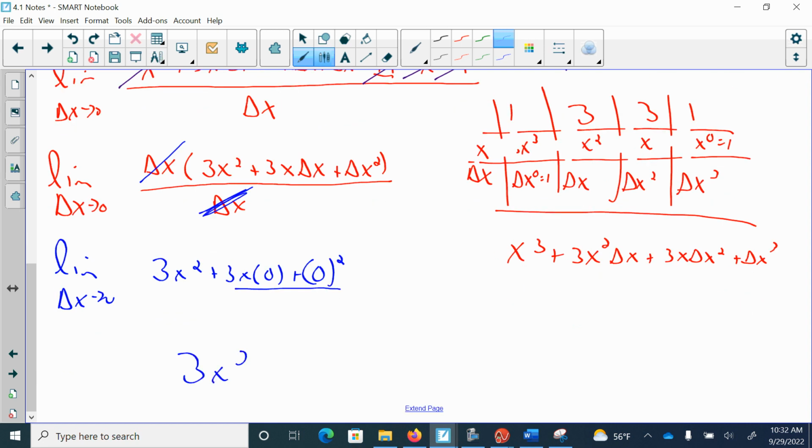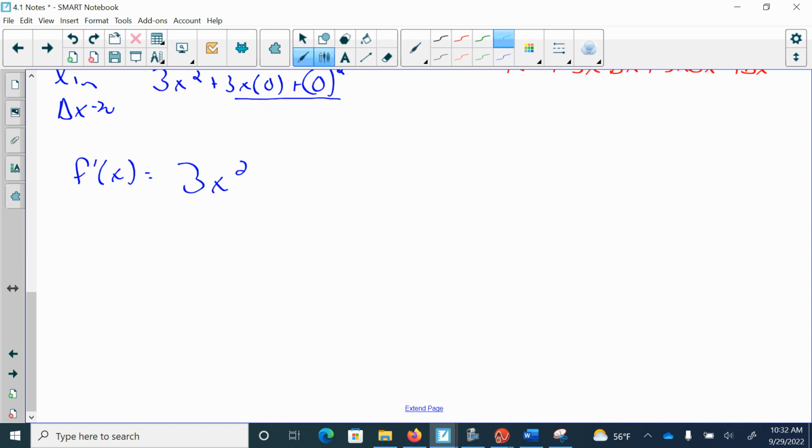When I get here, that is the derivative, so I am either going to write f prime of x is equal to 3x squared, or I can do dy dx is equal to 3x squared, or y prime of x is equal to 3x squared. Any of those ways, but I'm going to write one of them to tell myself that I have just found the derivative. You have to write that because it tells me that you found the derivative of the function.